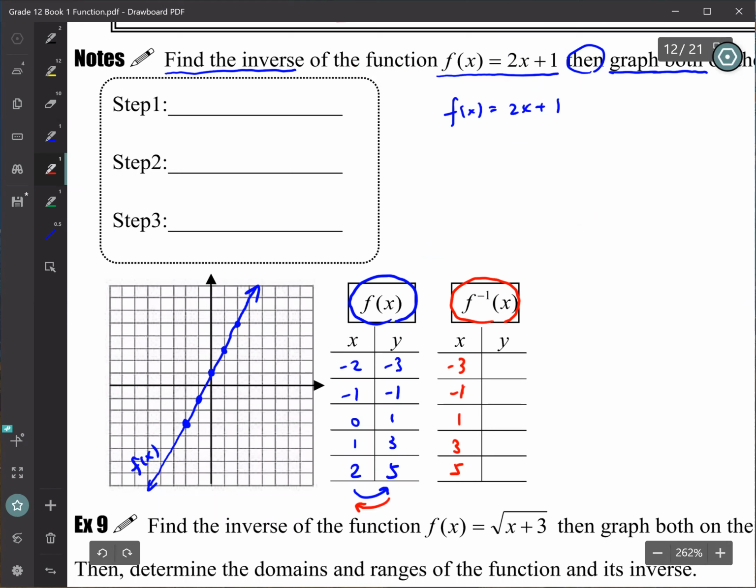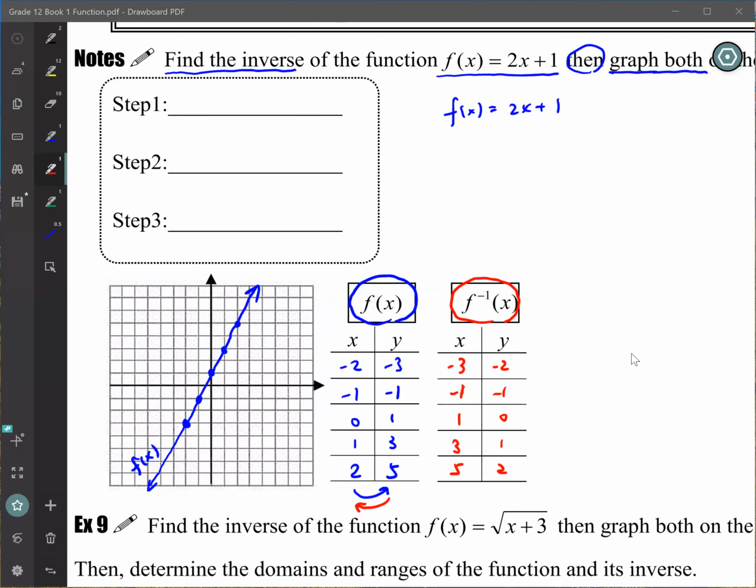Right, and then for the y values, they are going to be the x values before, right? So it'll be -2, -1, 0, 1, 2. Make sense? You just use the original table, then you can get the new graph. So same thing, we're going to plot the new one.